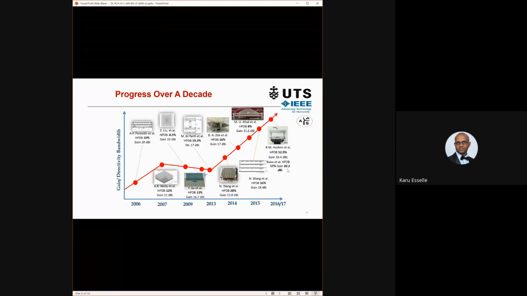20.2 dBi. The original Fersidis antenna is also about 20 dBi, but bandwidth improved from 10% to 57% measured bandwidth. So that is the type you saw before. And in between, there's a lot of other papers. Some of these are from my group, and others are from other groups.